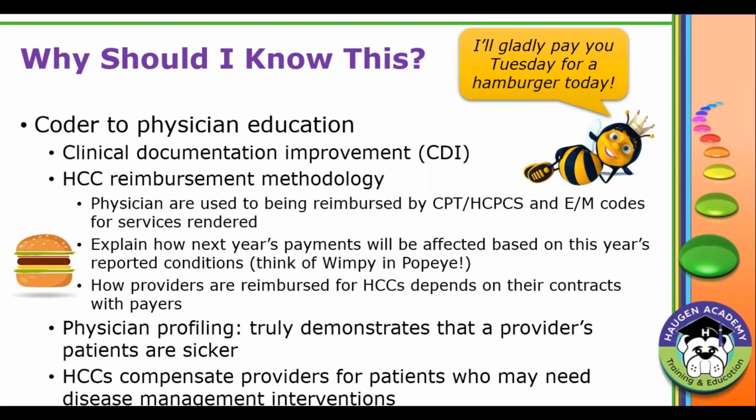So some of the more telling ways it's being used now is to demonstrate a provider that's really caring for sicker patients in that high quality cost model, where they're looking at the cost of taking care of these really sick patients. So it is going to trickle down. And we were just thinking of the analogy of Wimpy and Popeye. They'll gladly pay you Tuesday for a hamburger today.